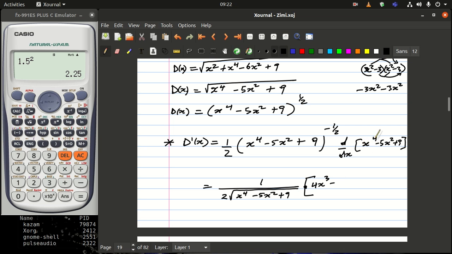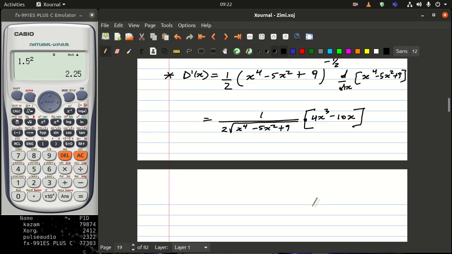I bring the 4 down, I subtract a 1, I have a 3. Here I bring the 2 down, I will end up having a 10x. And then this one will go away. So we'll end up having this and a 10x. That is what is important here. And then once you have this, what you will end up having is very close to (4x to the power 3 minus 10x) all over 2 times the square root of x to the power 4 minus 5x squared plus a 9. And then we have our d prime of x here.